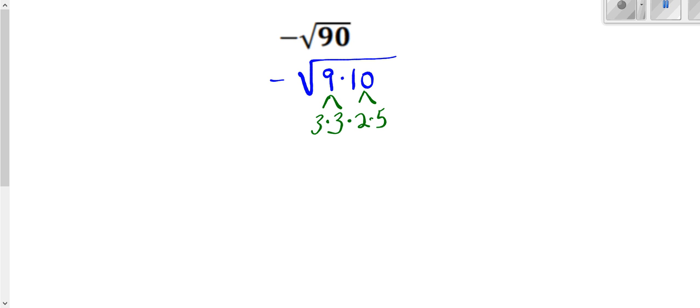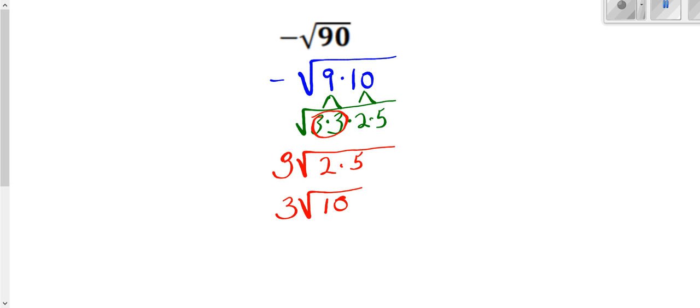Okay, so this is my full prime factorization. All of these numbers are prime. So I can take out the pair of 3's, and I'm left with 2 times 5 on the inside. So I'm just going to have 3 square root of 10. Now don't forget about that negative that was out there. I almost did. So this really should be negative 3 square root of 10.